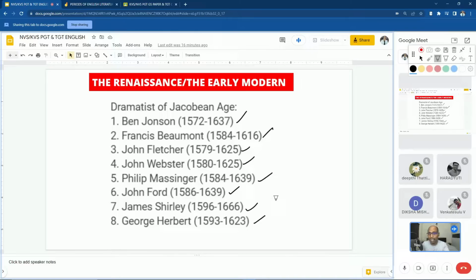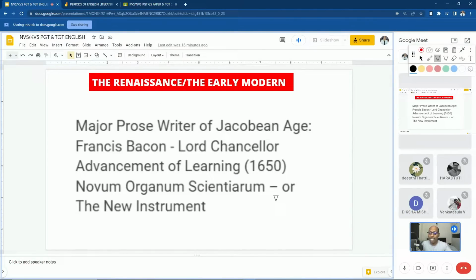You need to remember these names, or at least you should identify whether the people are from the Jacobean age, the Caroline age, the Elizabethan age or the Puritan age. In the Puritan Interregnum there is nothing big to learn, because it was a completely dark era. So let us go to the next one. The major prose writers of the Jacobean age was Francis Bacon, also Lord Chancellor, author of Advancement of Learning, and he wrote Novum Organum Scientiarum, or the New Instrument. So one of the very famous Jacobean prose writers was Francis Bacon.